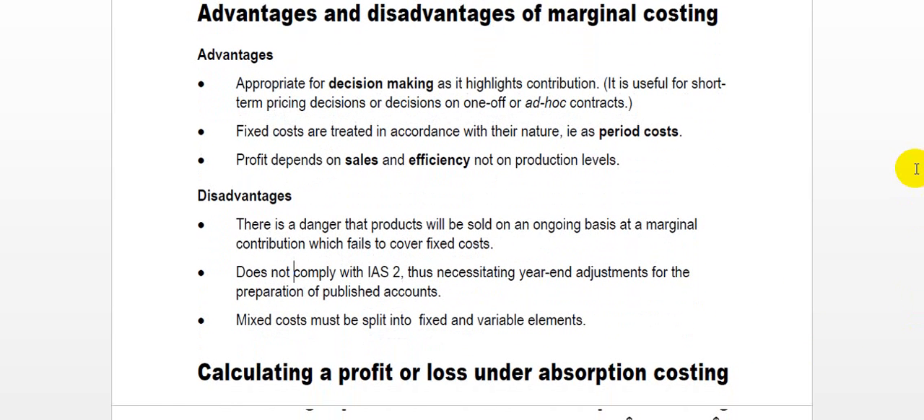There's a danger that products will be sold on an ongoing basis at a marginal contribution which may fail to cover the fixed costs. Because whether you like it or not, you still have to cover the fixed costs because you are still incurring those fixed costs. So if your sales are not covering your fixed costs, then eventually you run into financial difficulties.